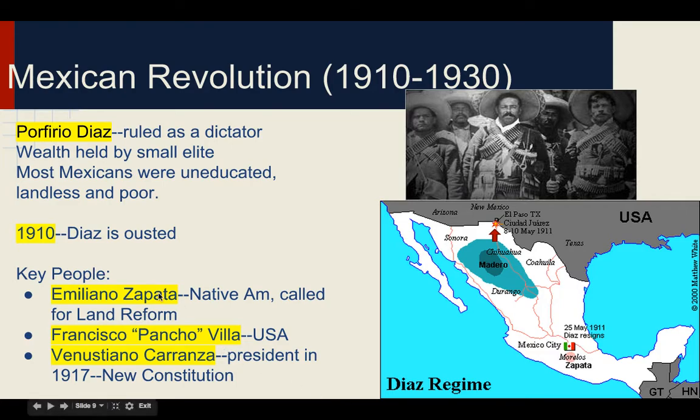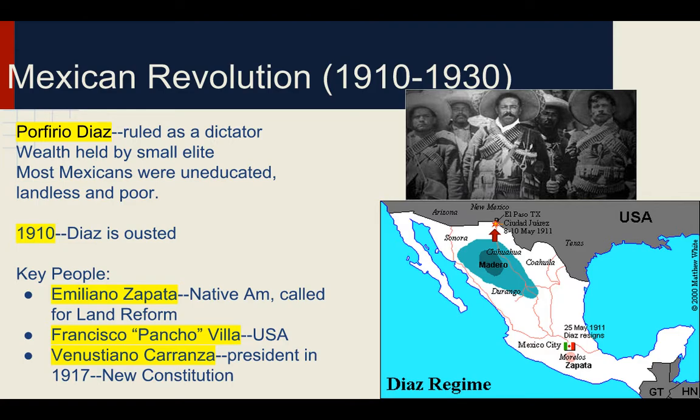One is Emiliano Zapata, who is a Native American, and he calls for land reform. Another one is Francisco Pancho Villa, and he will try to flee to the United States at times and try to change things as well. Ultimately, they get a new president. His name is Carranza, and he and others form a new constitution, although instability and land reform issues continue to plague Mexico even today.